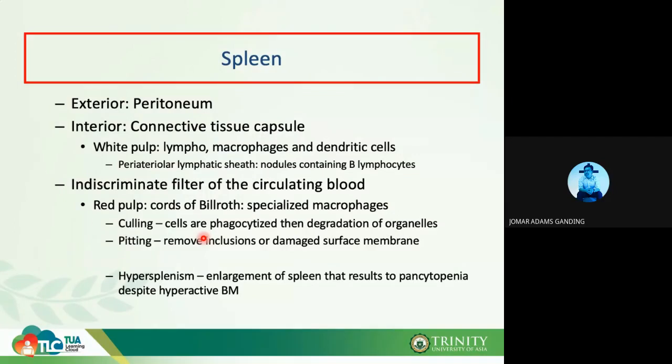Please write it down in your notes that your spleen is also known as the graveyard of your RBC. When we go to RBC anomalies, we will be discussing culling and pitting. Culling means the destruction of the entire cell, your red blood cell to be exact. The cells are phagocytized and degraded by the different organelles in the red pulp. Pitting, on the other hand, causes the removal of inclusions or damaged surface membrane of a particular red blood cell. So how does it happen?